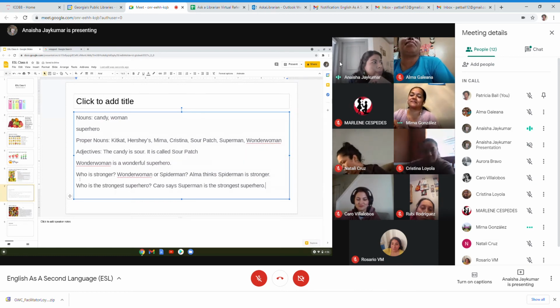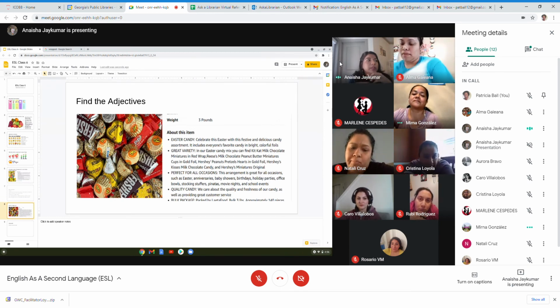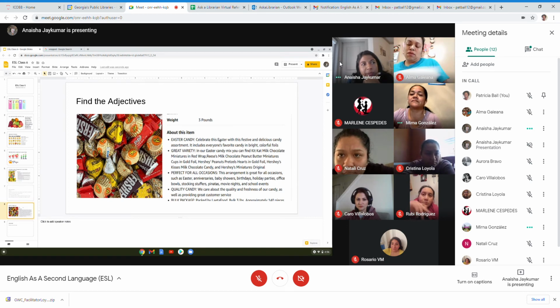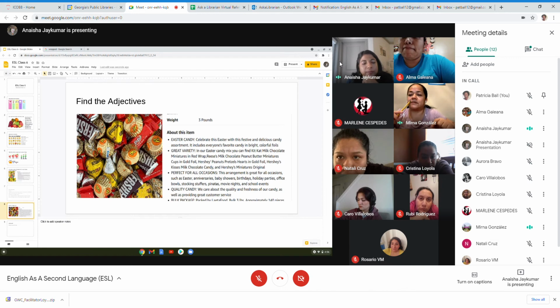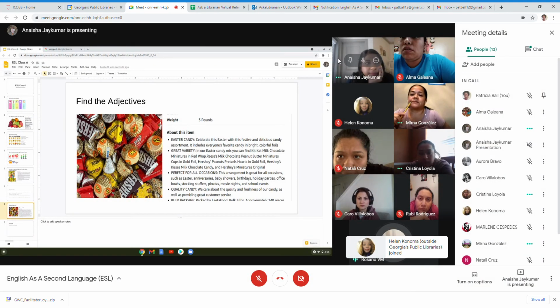Okay, so let's do another example similar to the one before. This is also a game. We are going to find out all the adjectives in this item, Easter candy. Celebrate this Easter with festive, delicious candy assortment. Do you see any adjectives? Which are the adjectives? Festive and delicious. Yep, that's perfect.